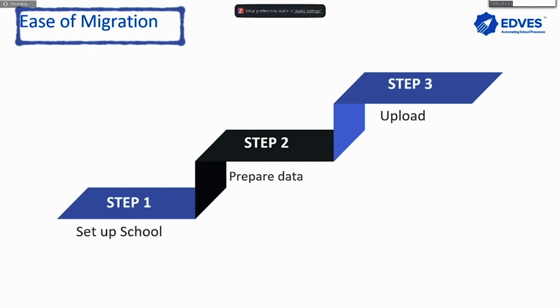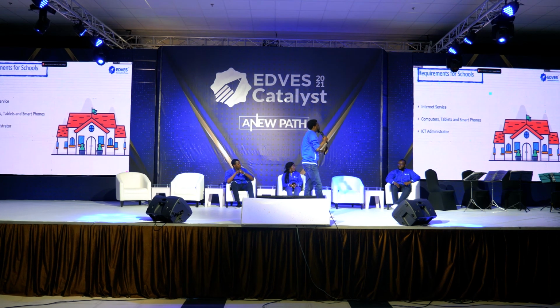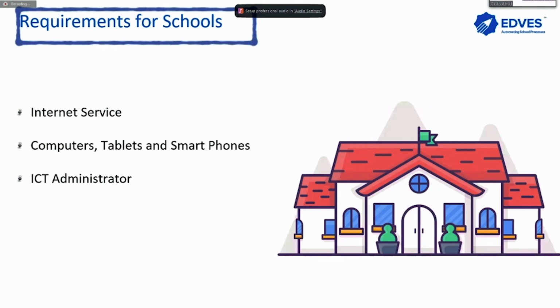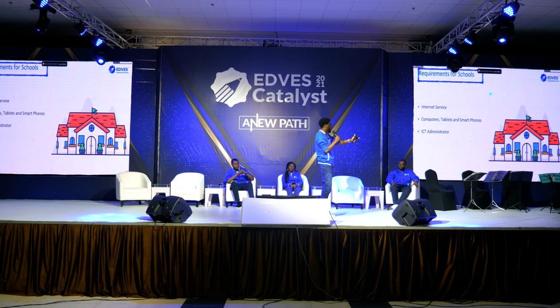After the event, you can go to the exhibition. The sales executives, my team, will be meeting with people to talk about what they can do and how they can sign up on the platform. You can move to the next slide. So what does a school need basically? You need internet service, you need a computer, tablet, and smartphone, and you need an ICT administrator to set up the system and to monitor the system. Continue.